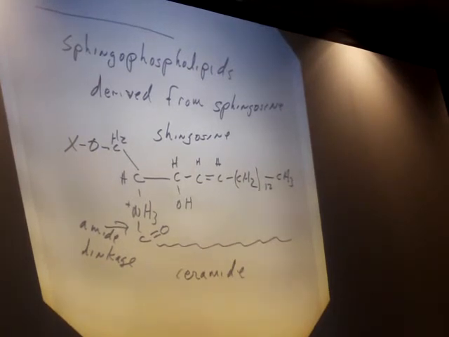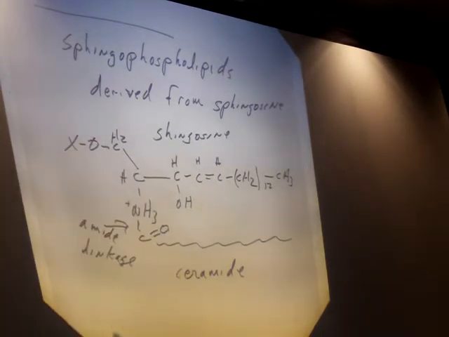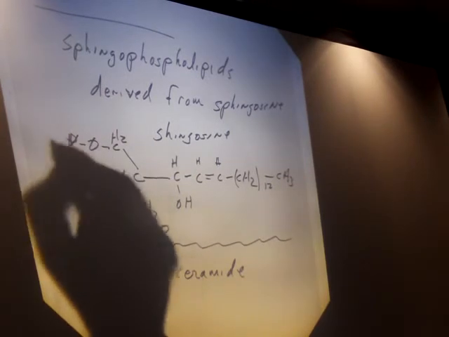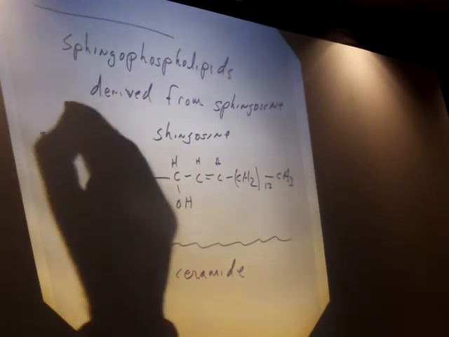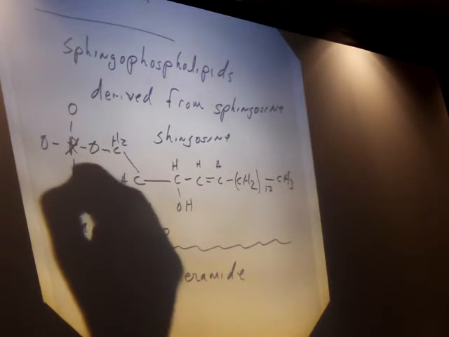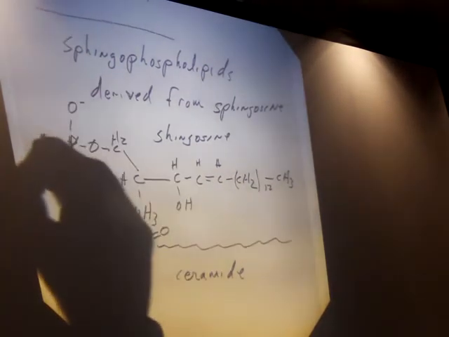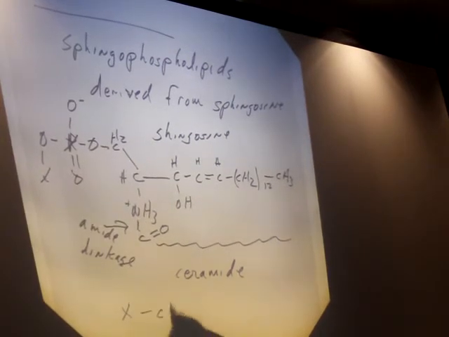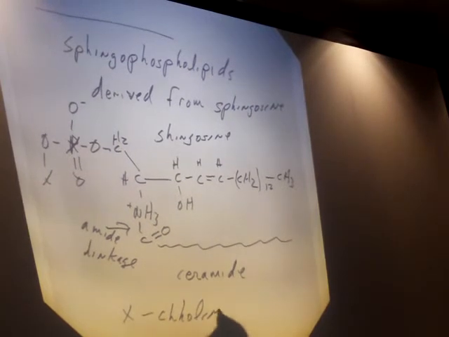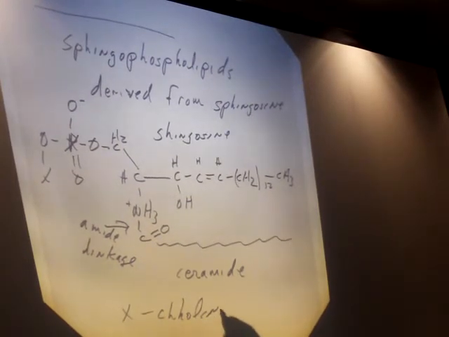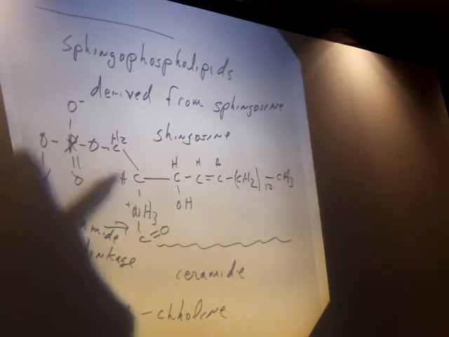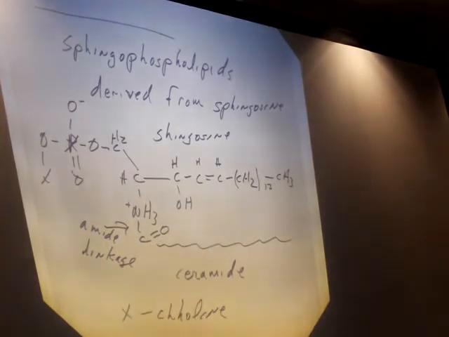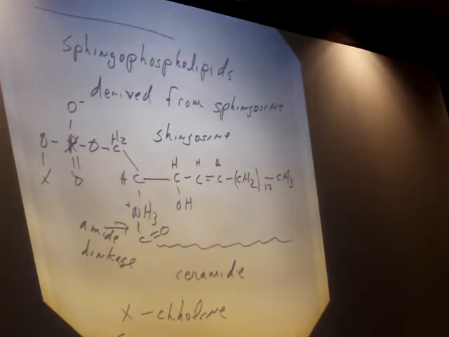And of course, it's usually a phospholipid, or it's derived from a phospholipid, so usually there's a phosphate here, and then here's your X group, and X is very commonly choline. And so when you have a phosphoryl choline attached to the ceramide, you have what's known as sphingomyelin.